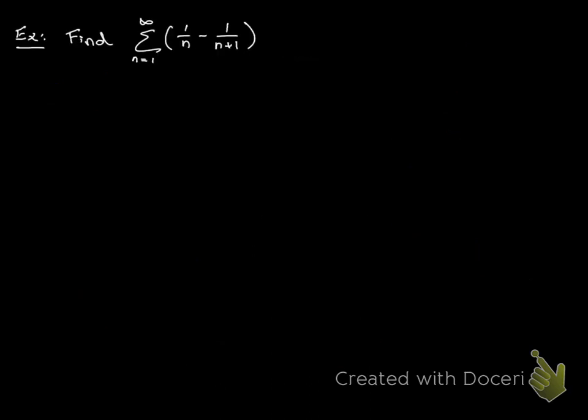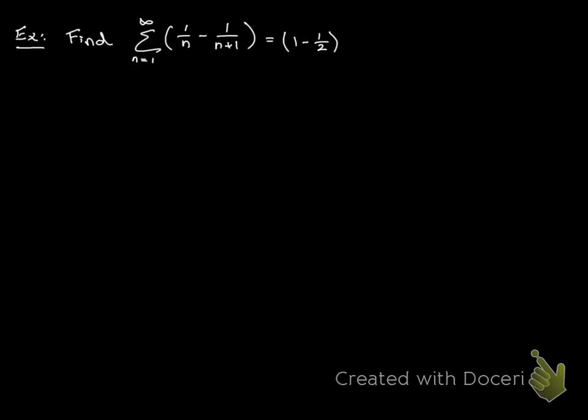Let's look at another example. Find the sum from n equals 1 to infinity of 1 over n minus 1 over n plus 1. Okay, this does not quite look geometric, but let's write out some terms and see if it is or not. So what I do is I let n be 1, and I look at the first term. 1 over 1 minus 1 over 1 plus 1 is 1/2.